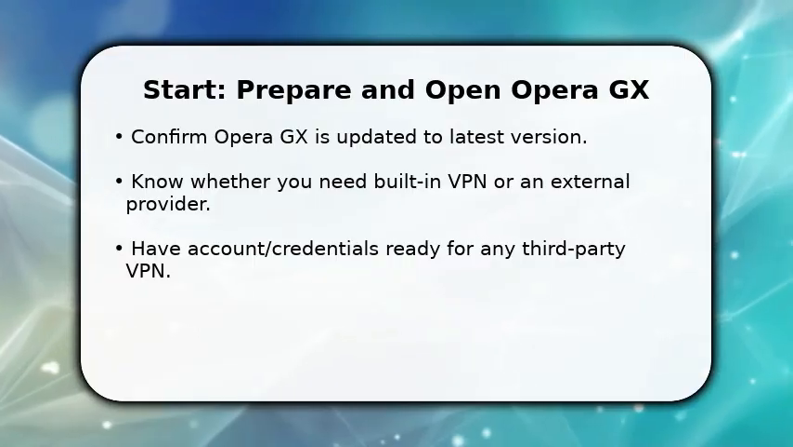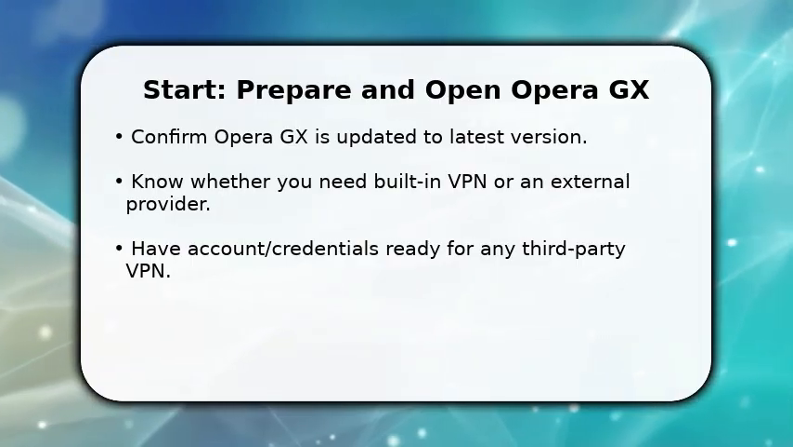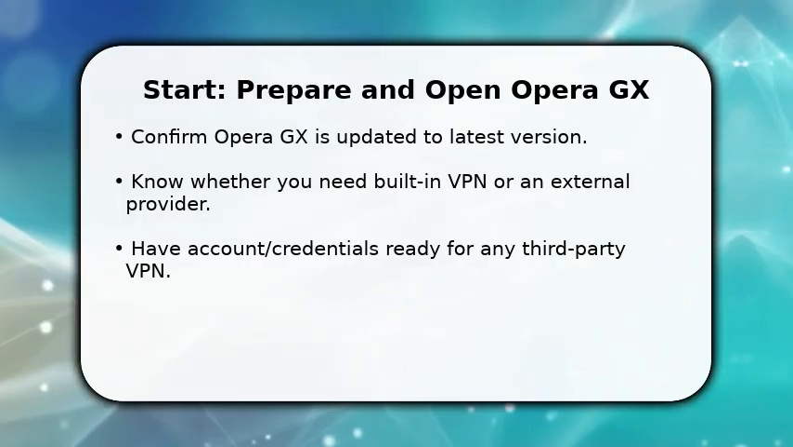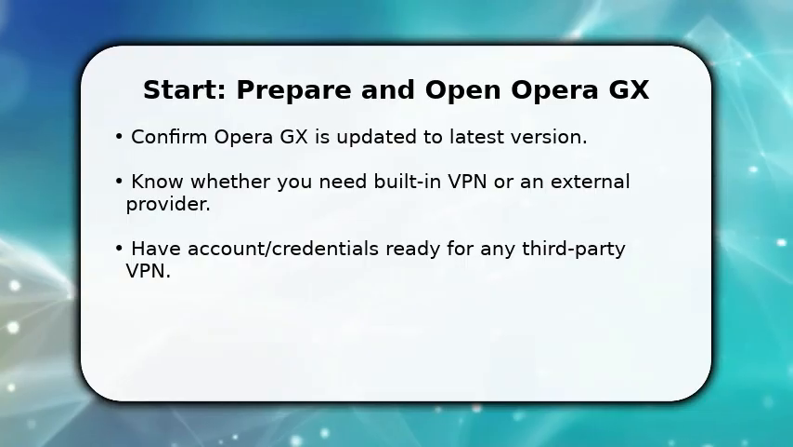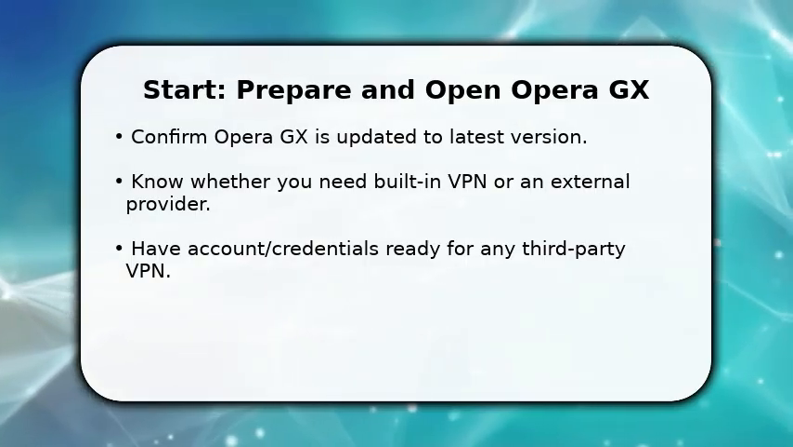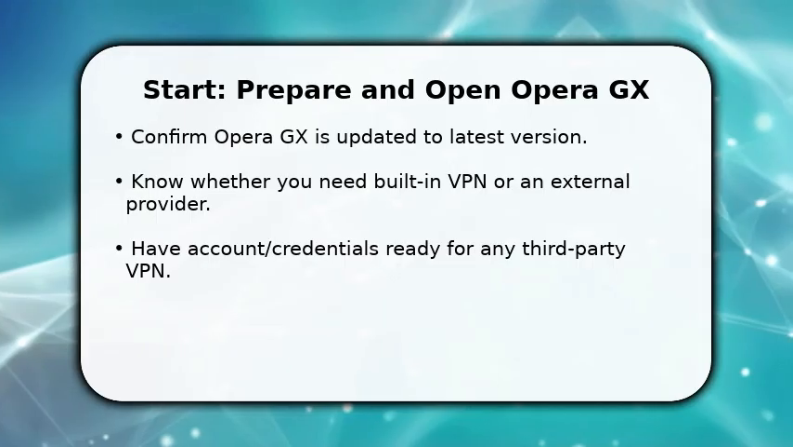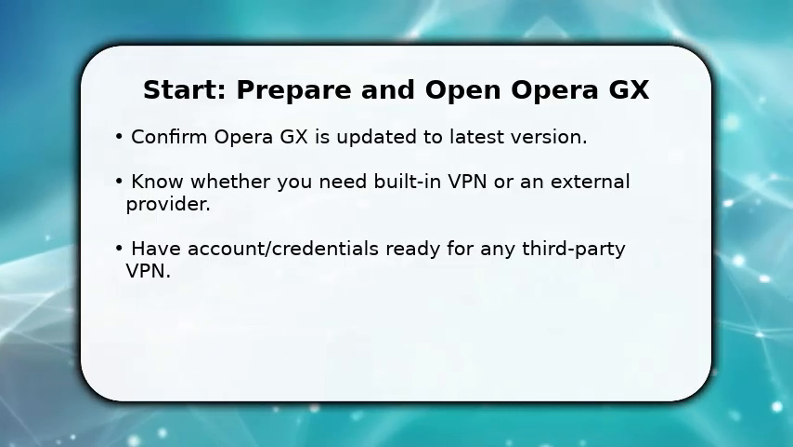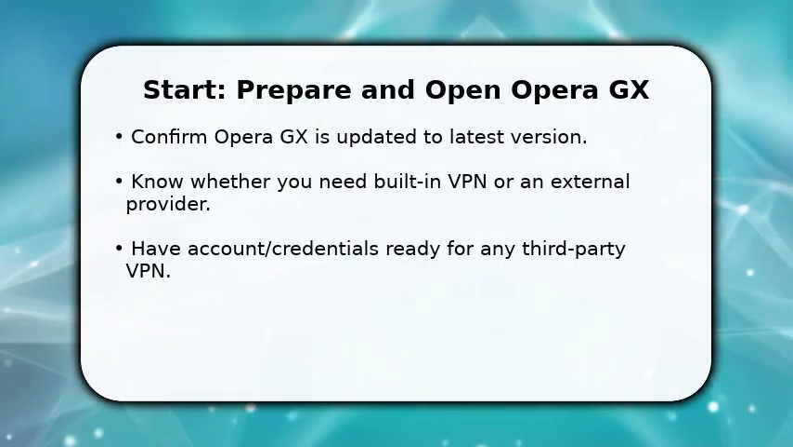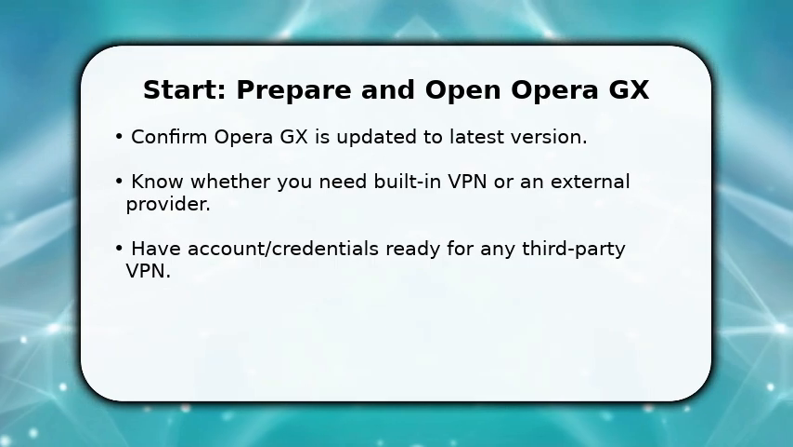You'll begin by opening Opera GX and confirming the browser is updated. Once done, decide whether you'll use Opera's built-in VPN or a separate VPN app. Each path differs. If you choose a third-party service, make sure you have login credentials and the provider's recommended protocol available. Now click the browser menu, go to Settings, and prepare to toggle privacy options. This gets you directly into the VPN configuration steps without wasting time.